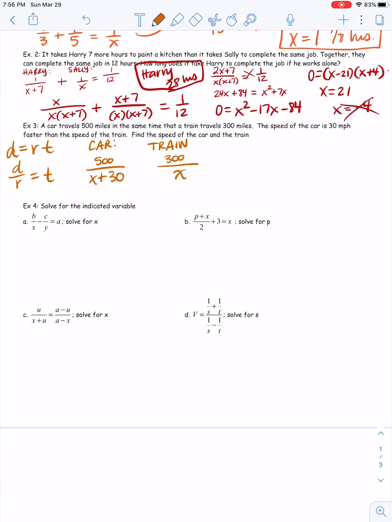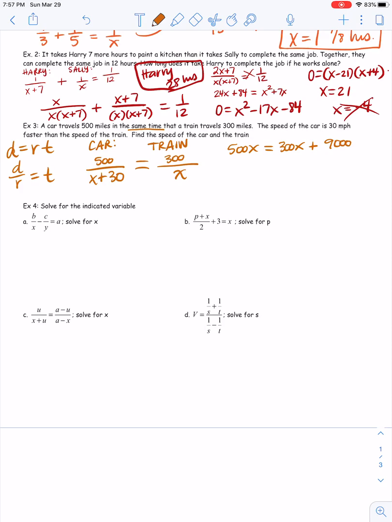300 over x, distance over rate, that's equal to a time. Same time, so set them equal to each other. Cross multiply. Okay, cross multiplying, we're going to get 500x equaling, I'm going to go ahead and distribute, 300x plus 9,000.